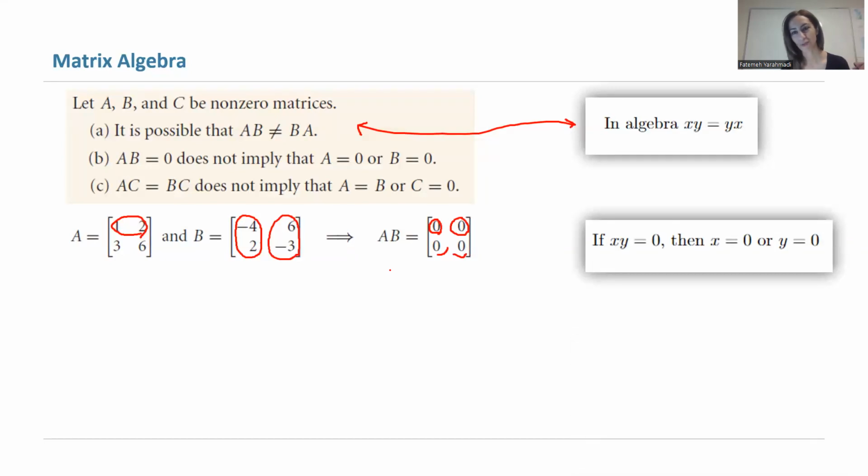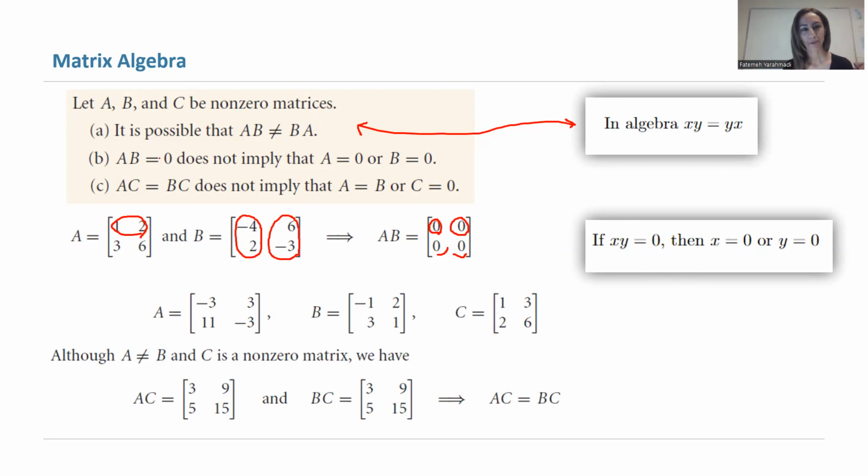Versus what you learn in algebra. In algebra, if the multiplication of two variables, two algebraic statements, equals 0, then for sure you can conclude that one of them is equal to 0. But it's not the same in matrices.